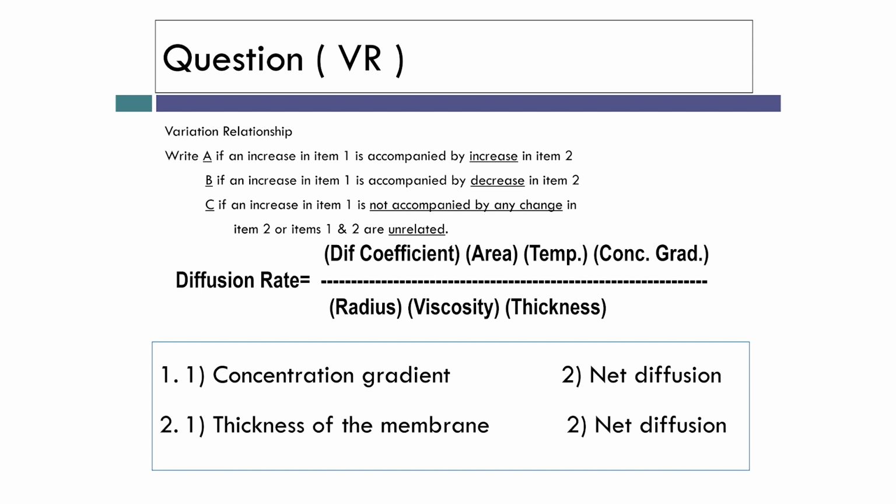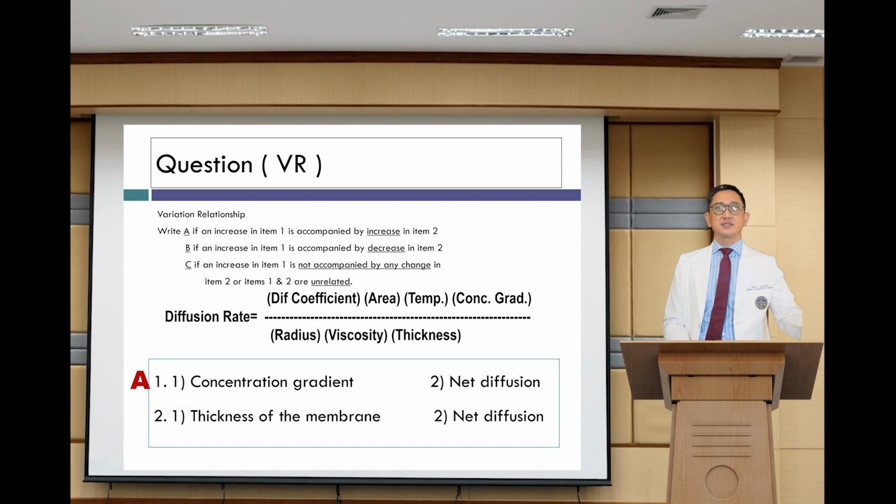C, if an increase in item 1 is not accompanied by any change in item 2. I provided you again the diffusion rate equation here. Number 1, concentration gradient and net diffusion. What do you think is the answer? Number 2, thickness of the membrane and net diffusion. So if we increase item 1, what will happen to the net diffusion? The answer is A, increasing the concentration gradient increases the net diffusion.